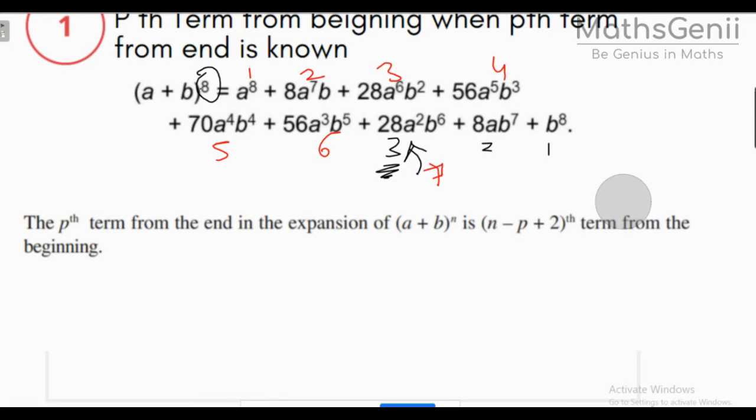Now you will tell me this was easy to find. It was easy because I've already written the expansion of a plus b raised to 8. If I tell you to write the expansion, it will take a lot of time. So if I directly want to say what the position is, this formula is very useful. Let me take one example of this formula. We have one term ahead, we'll solve it.